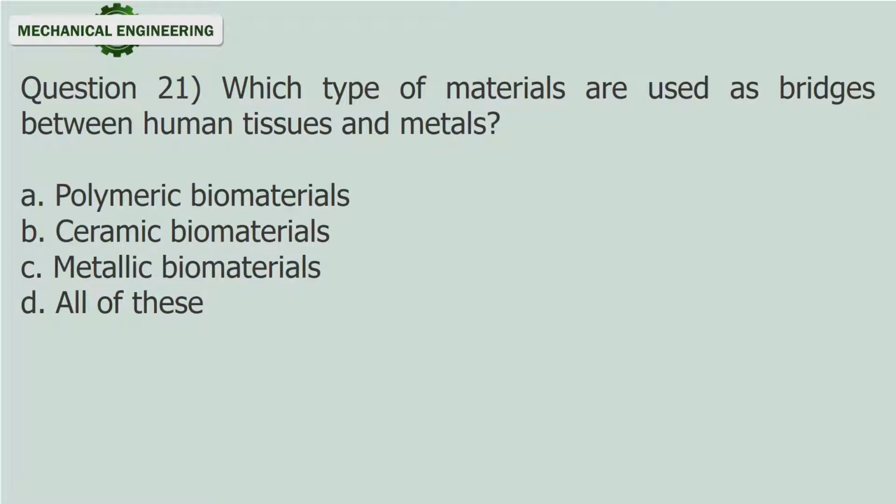Question 21. Which type of materials are used as bridges between human tissues and metals? A. Polymeric biomaterials. B. Ceramic biomaterials. C. Metallic biomaterials. D. All of these.